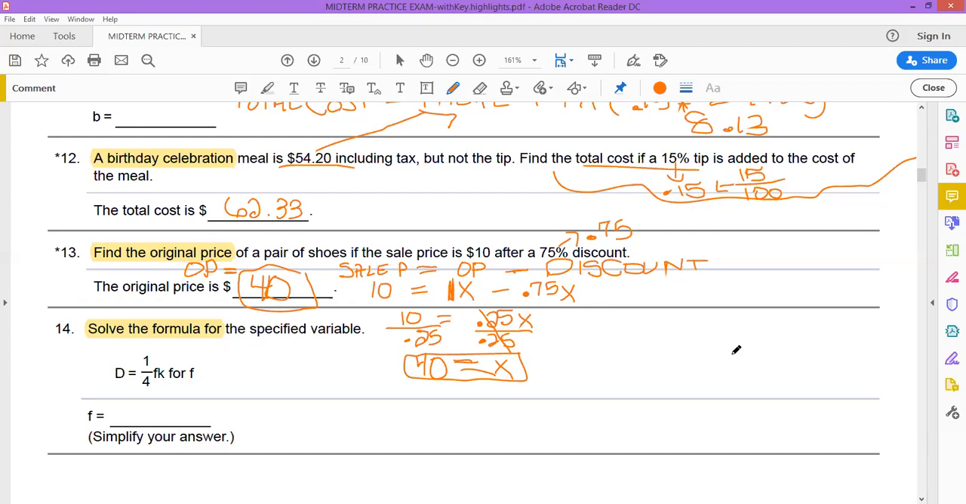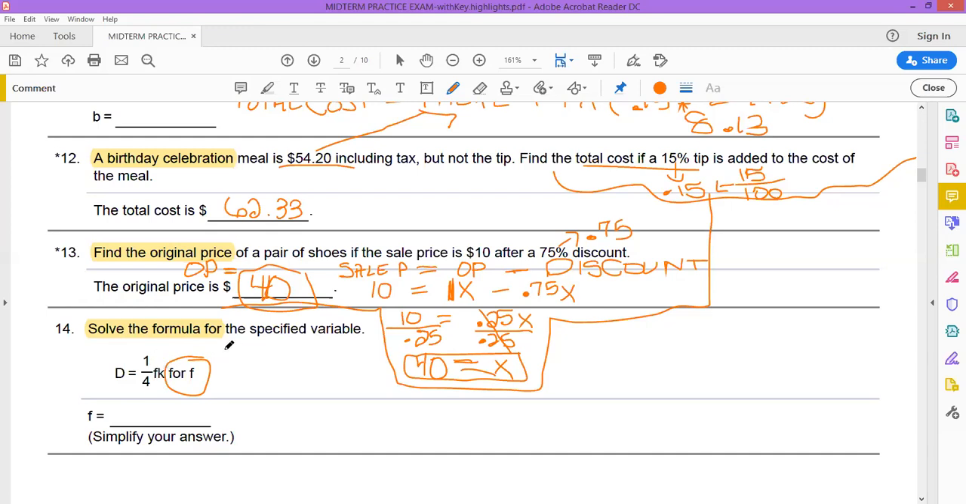All right, that's your answer for number 13. And I'll need to make some space here for number 14. We have D equals 1/4 FK, and we're solving this for F. If we're being asked to solve for F, what that means is we need to get F by itself.